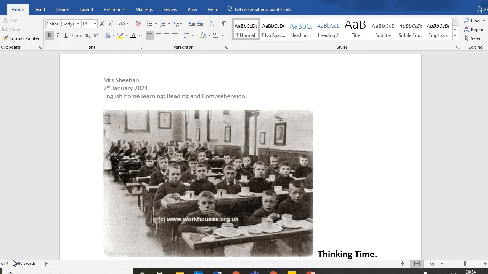So we're going to continue studying this term Oliver Twist, but to support that this week until Friday, we're going to be looking at some reading and comprehension just to get our heads back in the game and check our understanding of context of Oliver Twist and various other parts of it.